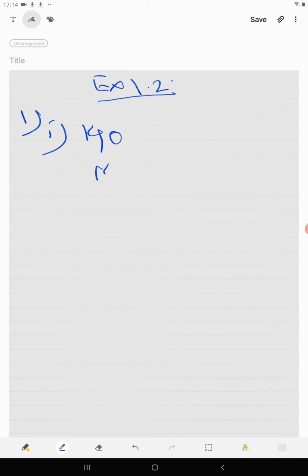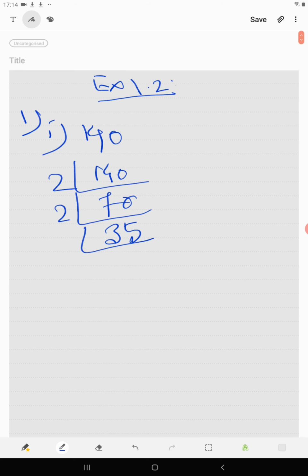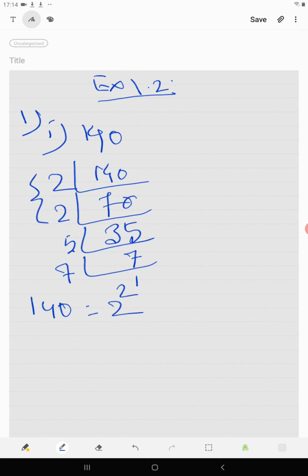So for 140 we will do the LCM method: 2, 2, 5, 7, 1. So 140 can be represented, since there are two 2s, as 2 square into 5 into 7. We don't write 1 because it's not a prime number. As simple as that. So we have represented 140 as a product of prime factors.